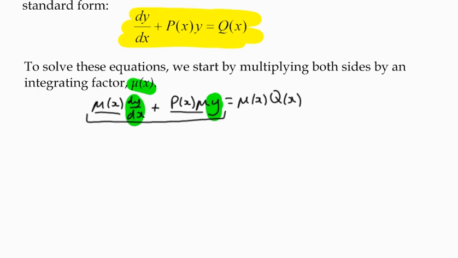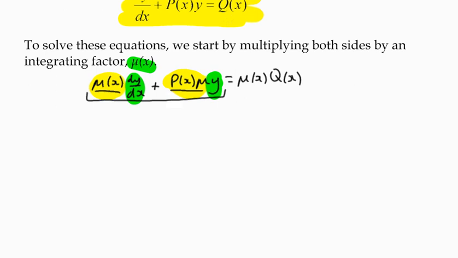Okay, so what we want to do is to choose values such that the derivative of mu of x would be p of x mu of x. And that would then be in the shape of the product rule. In other words, what we want to do is choose such a value that the derivative of mu of x is equal to p of x mu of x.